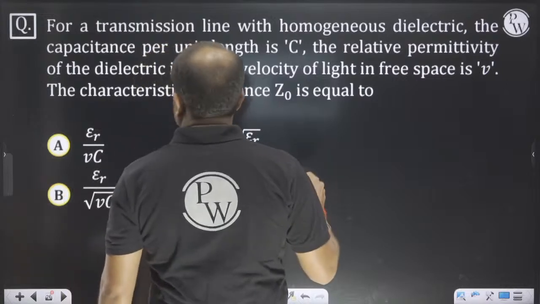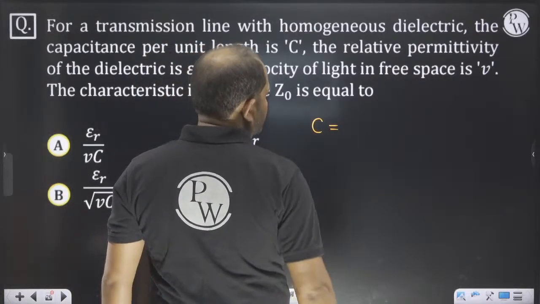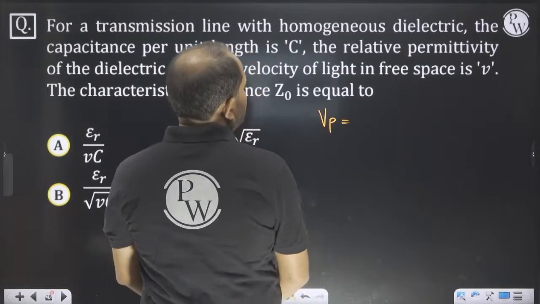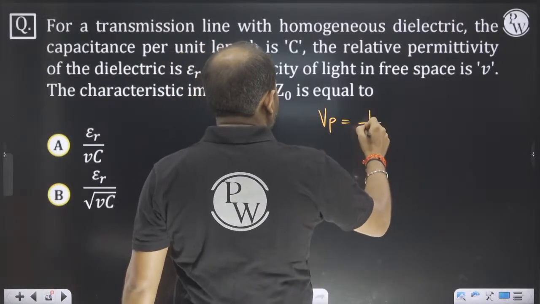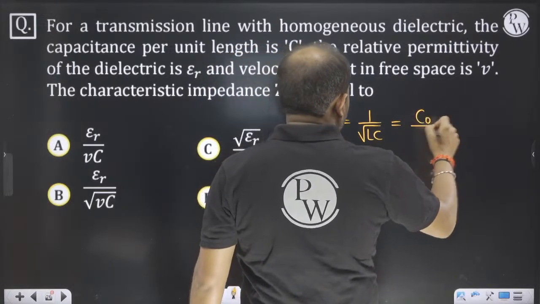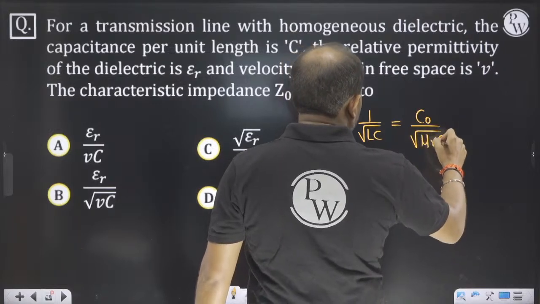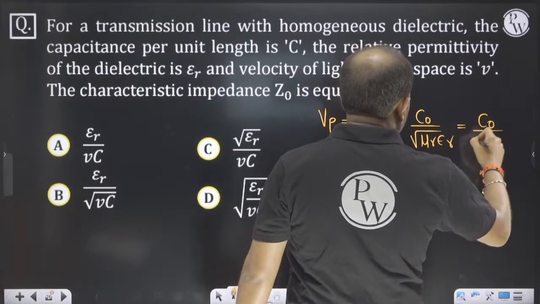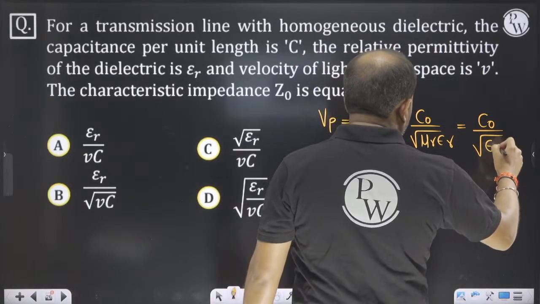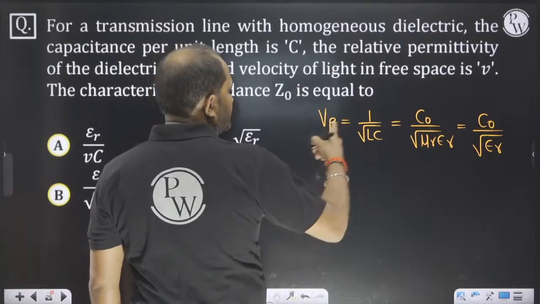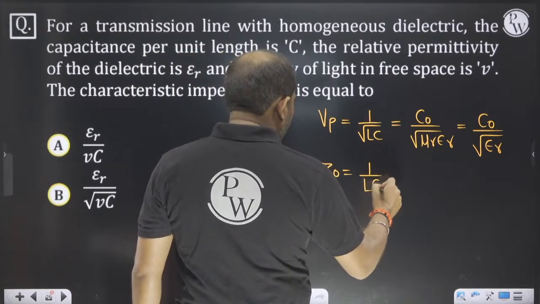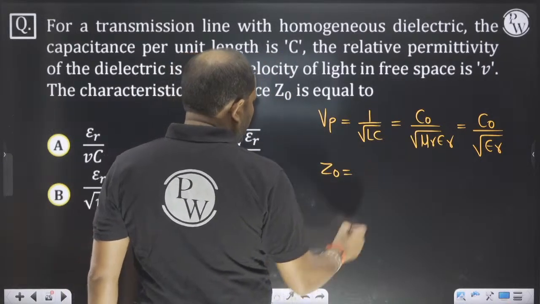So Vp is equal to 1 by under root LC, and it is also C0 by under root mu r epsilon r. Mu r is not given, so I will take mu r equal to 1. So this is our Vp. And Z0 is equal to under root L by C.